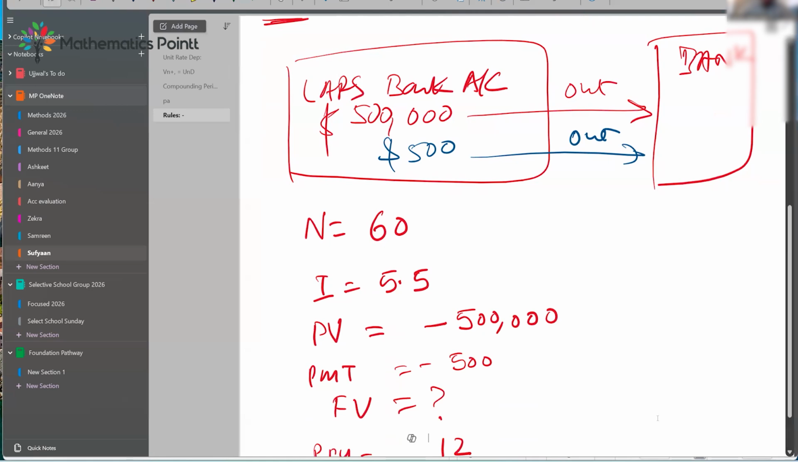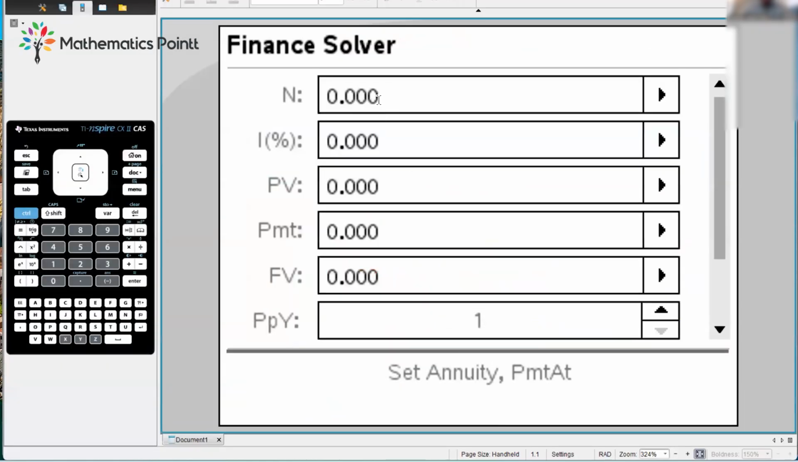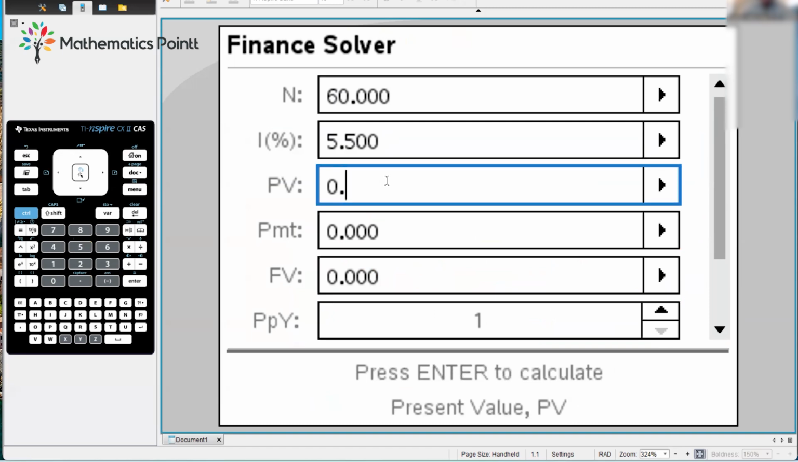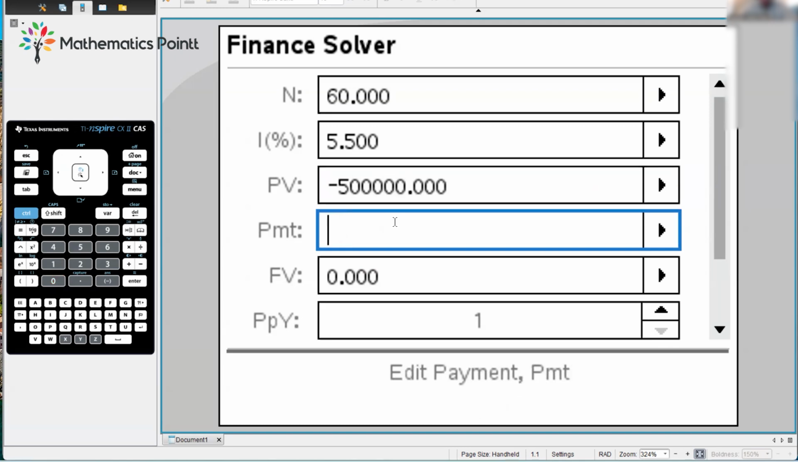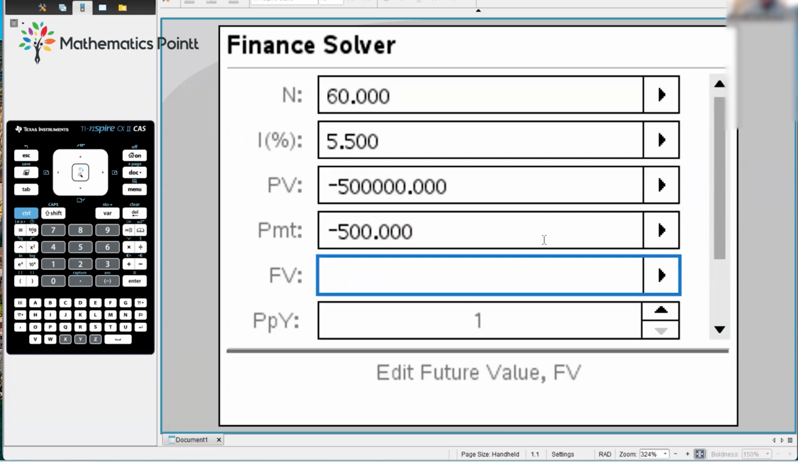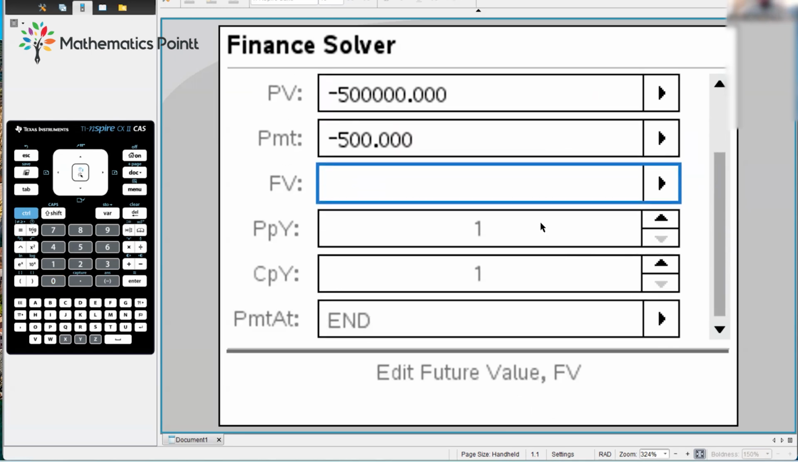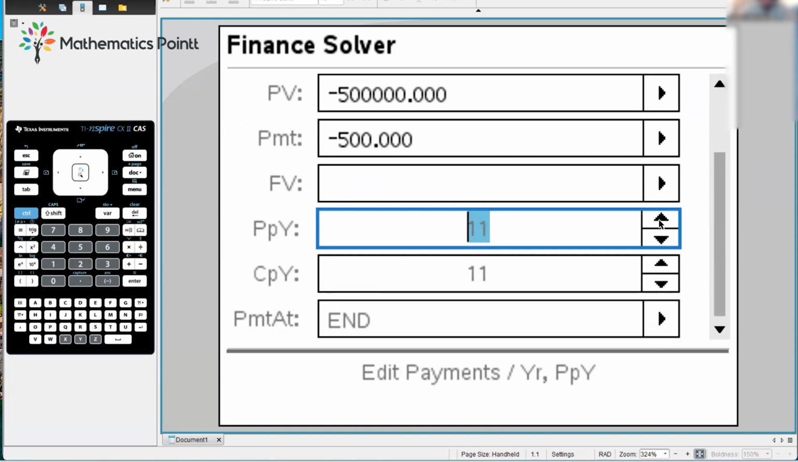Let's try that on the CAS. My N value, I'll enter N value to be 60. I value will be 5.5. PV value will be negative, I place a negative sign, 500,000. PMT value will be minus 500 because money is going out. Future value is something that I need to find. PPY is 12. So you can increase or decrease the value from the drop down, and CPY value automatically changes along.